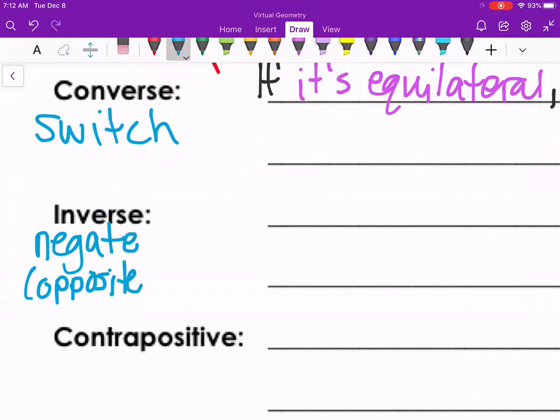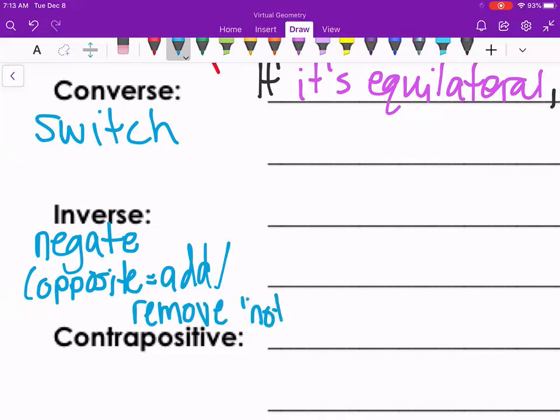Now, we talked about the opposite, meaning that we can either add or remove the word not. Okay, and all of that was for the inverse. So we're either going to put the word not in there to show opposite, or we will remove it in case it's already there.